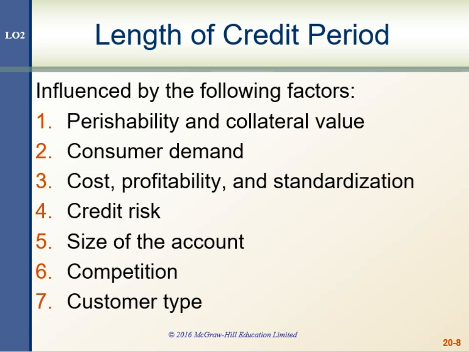Your competition. If your competition is giving credit, then you probably have to as well. In cases where you don't have a lot of competition, you're in a fairly strong negotiating position, and so you may set a shorter credit period. The customer type, you might actually set credit periods differently for different kinds of customers. So if you're selling to the government, you're probably going to have to wait 90 days. If you're selling to the local mom and pop corner store, you can probably require a 30-day payment period because that's what they're kind of used to.